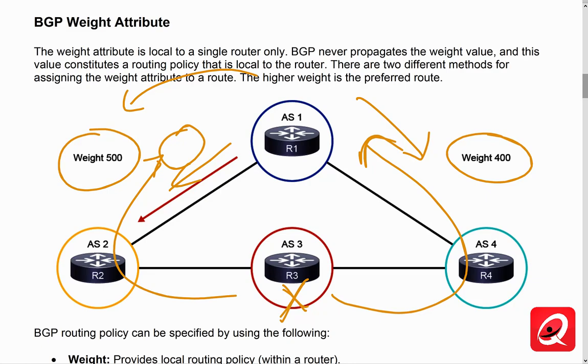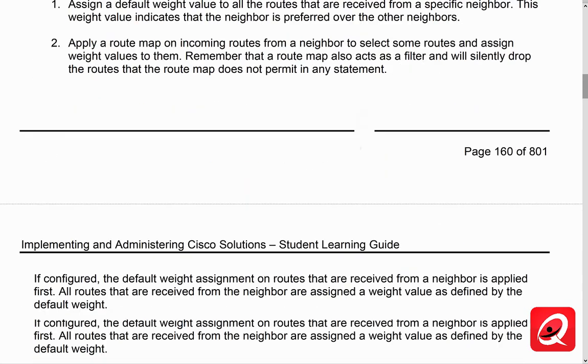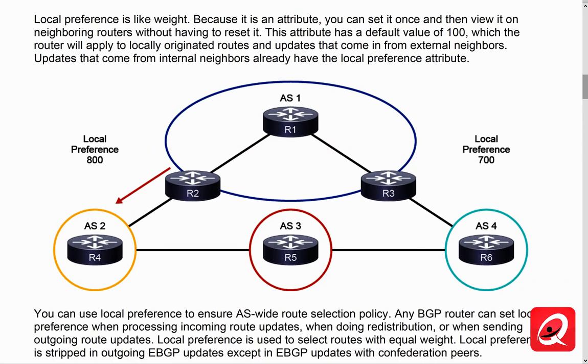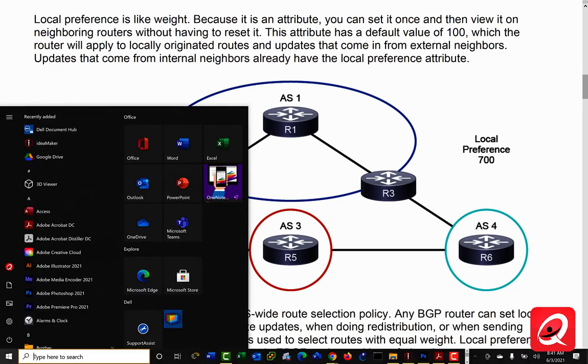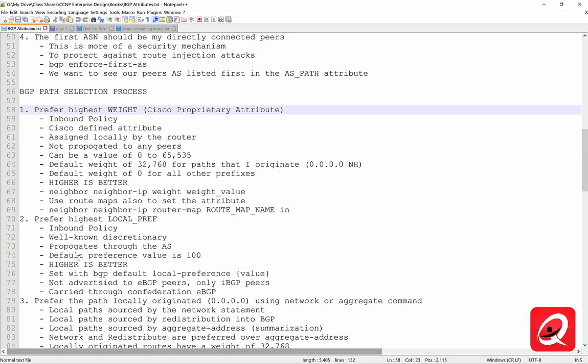Okay. Now, the next attribute that we talk about is the local preference attribute. And the local preference attribute is a well-known, let's go back to our list here, right? It is a well-known discretionary attribute. Let me pull up my list here. We can see that local preference is well-known discretionary. Actually, let me go ahead and highlight these points here.